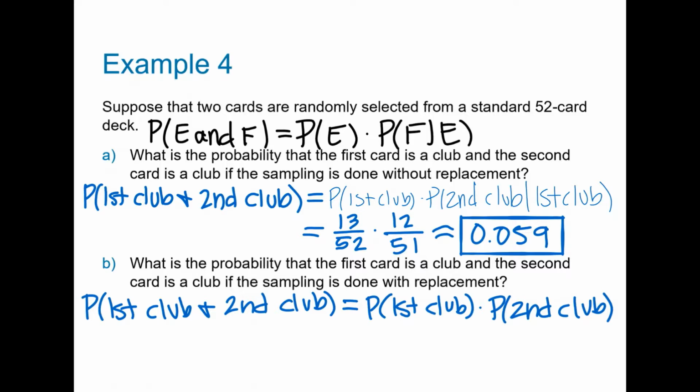So now let's find the probability that the first card is a club. We have 13 clubs out of 52, so the probability that the first card is a club is 13 out of 52. Now let's find the probability that the second card is a club. Remember that we are putting the card back, so that means we still have 13 clubs out of 52. Type this into your calculator and you get 0.0625.